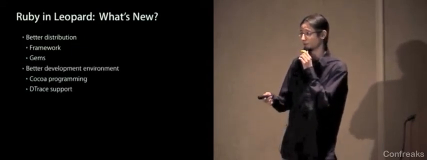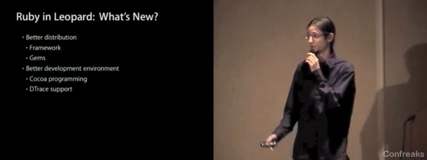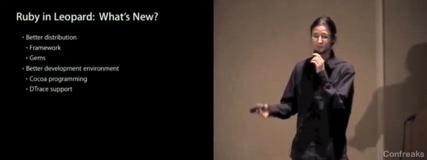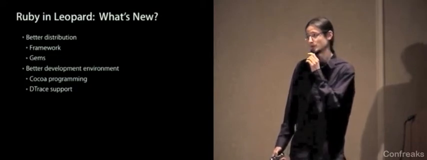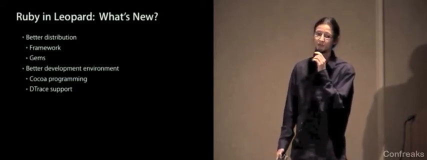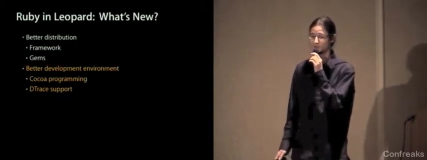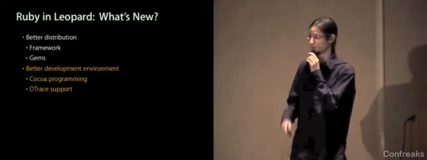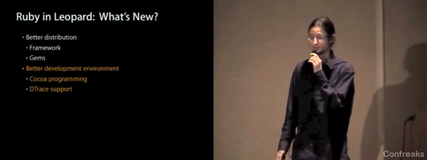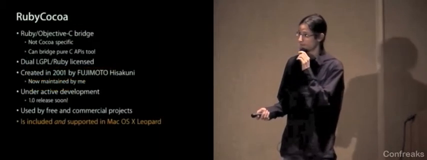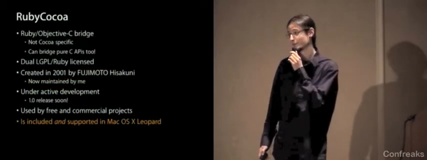And we have a better development environment. It means that now Apple is supporting Cocoa programming in Ruby. And we also offer DTrace support. And in this session, I'm going to focus on the better development environment. I'm not going to talk about the Ruby distribution because it's not very interesting. And let's start with RubyCocoa.